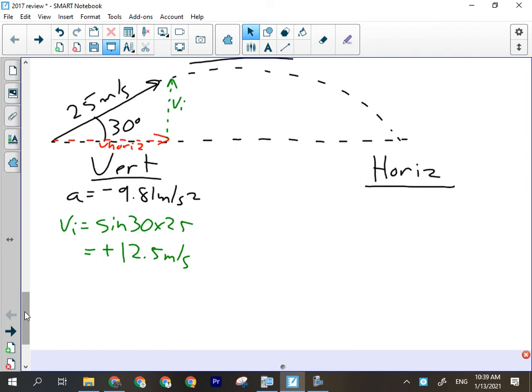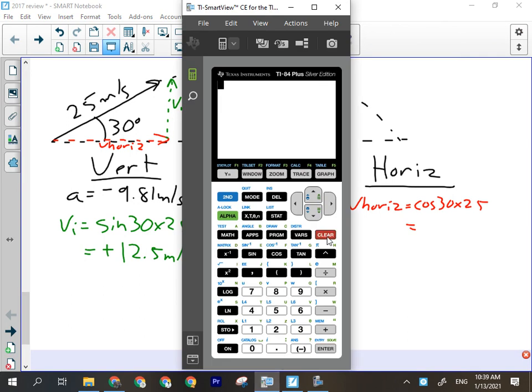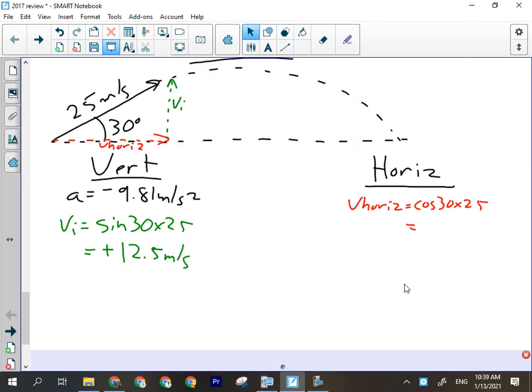I want to do the same thing for the horizontal part. The horizontal velocity is not going to change, so I don't have to write that it's Vi. It's going to be constant. And it's the adjacent side, so I would go cos of 30 degrees times 25. So 21.65 meters per second. Now I have a little bit more information. I'm looking to get the horizontal displacement and the maximum height.